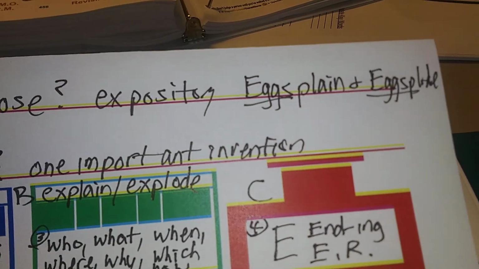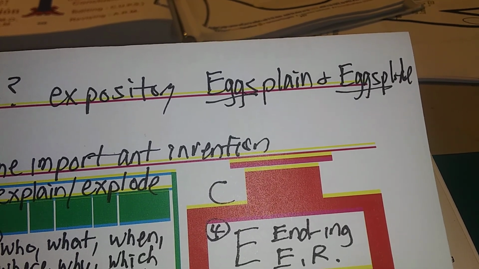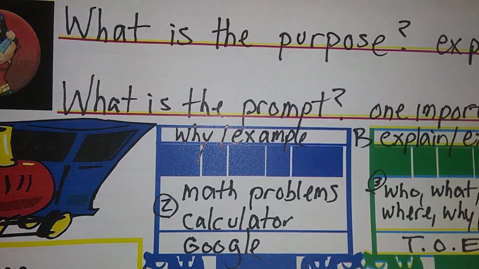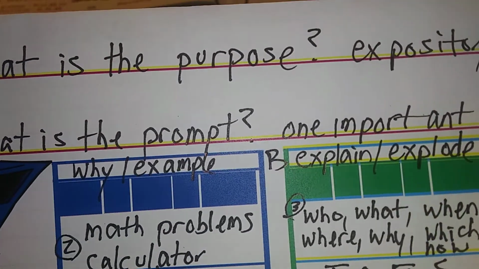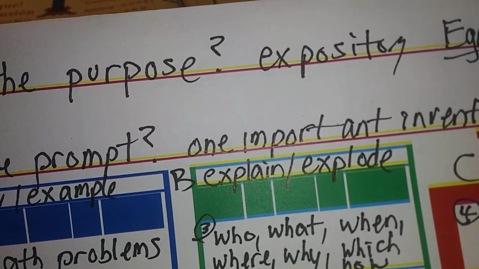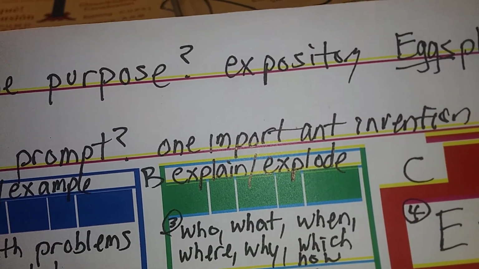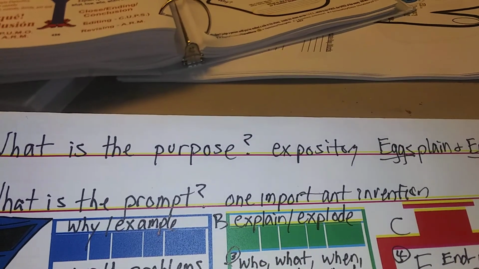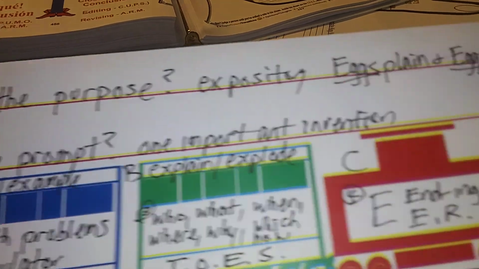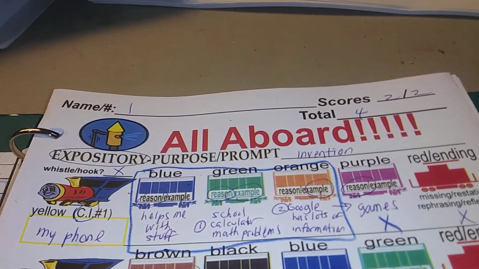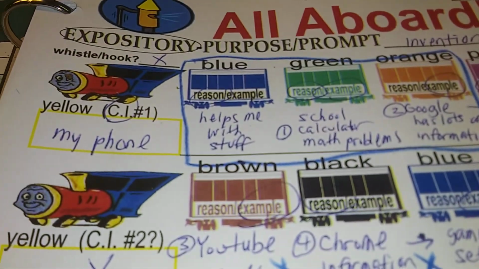Expository. And we're going to call this activity today EGGSplain and EGGSplode. The other W is what is the prompt? What they're asking is what is the topic about? And the one I'm going to use is from last year and a student's essay, One Important Invention. I gave the student a 2, and let me briefly show you the main ideas of what the student wrote about. The invention that they chose was their phone.